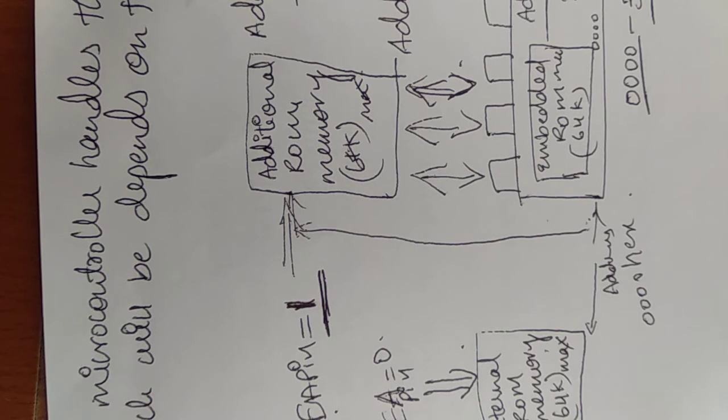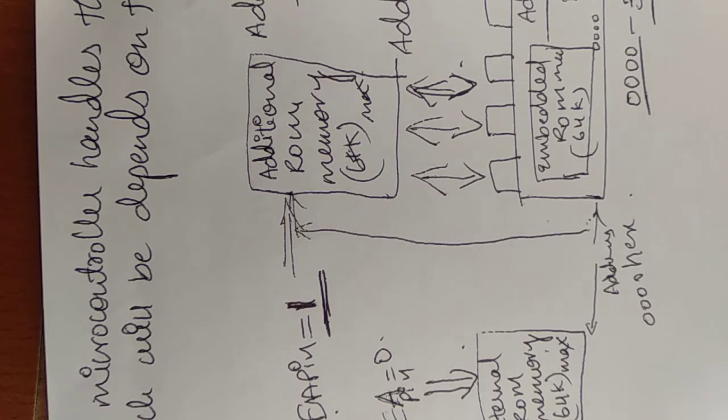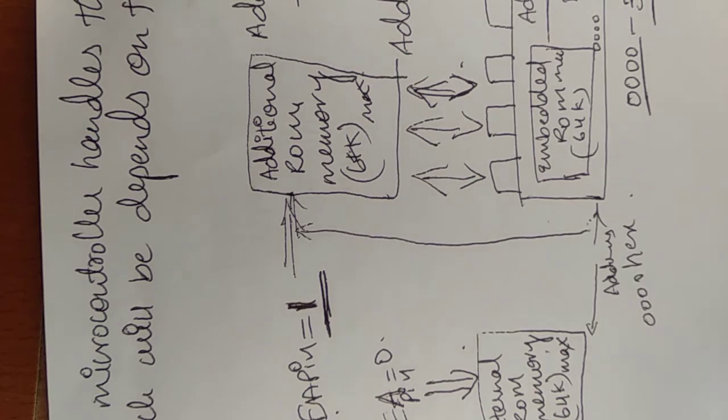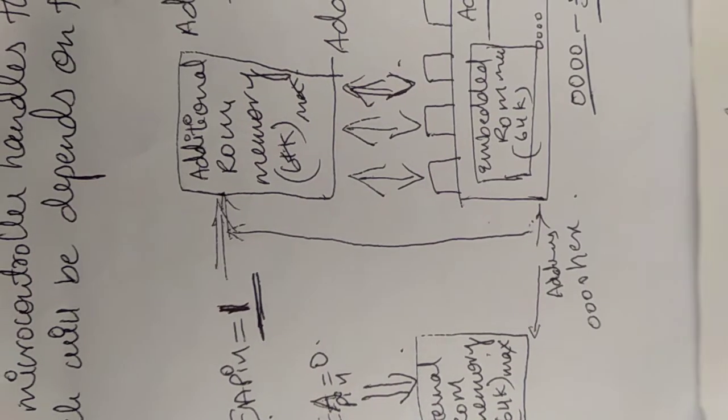So this is the organization of the 8051 memory: how the external pin is connected to the additional ROM memory, how it will be embedded, and from what address it will start reading the given external memory. So this diagram will show the entire picture.